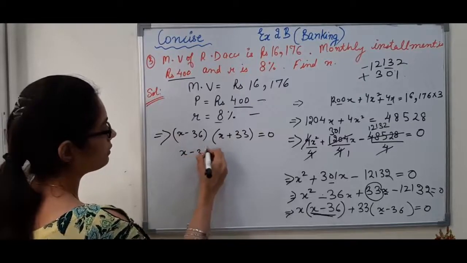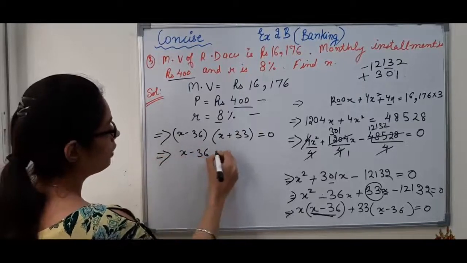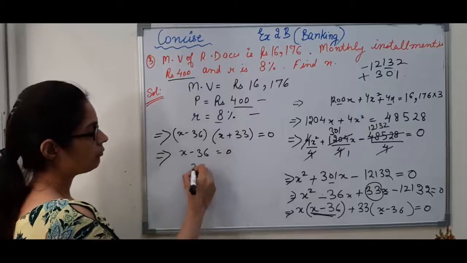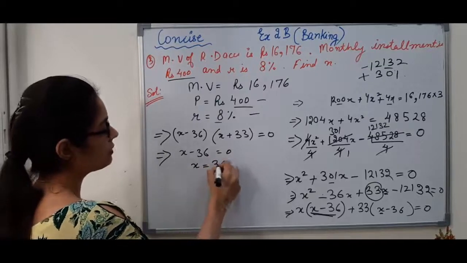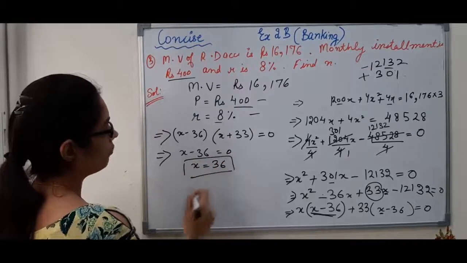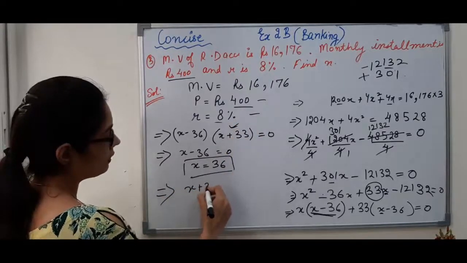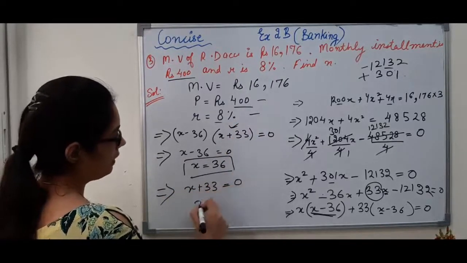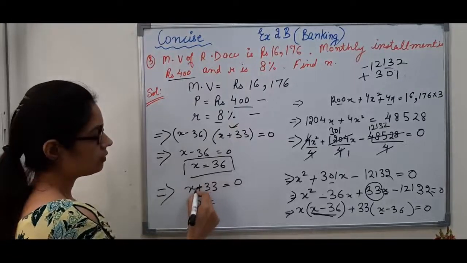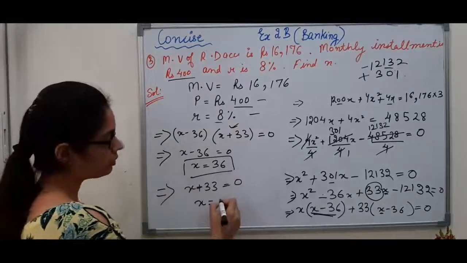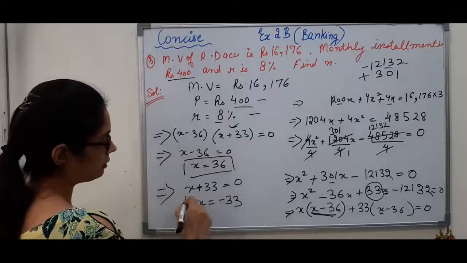X minus 36 separately I will write now. If x minus 36 is 0, x will be equal to 36. So this is the value of x. Let's calculate for the other factor also. If x plus 33 is 0, then x will be equal to this, because on shifting the side your sign will get changed. So x will be minus 33.